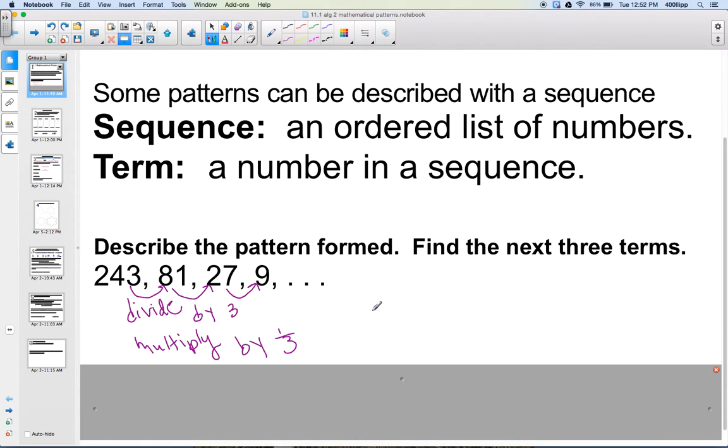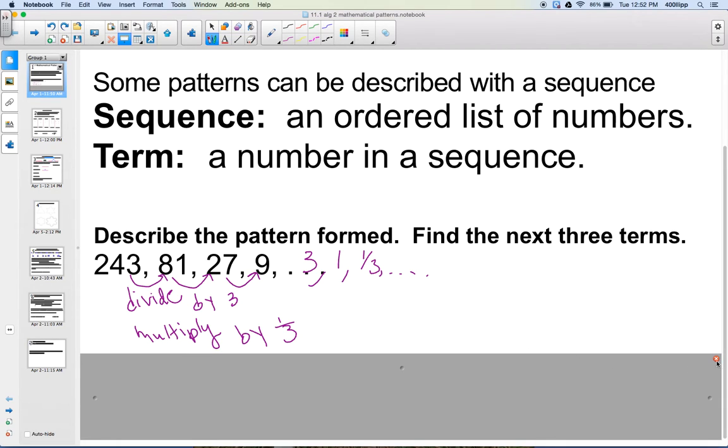Okay, so we need to find the next 3 terms. So we can continue here, dividing by 3 or multiplying by 1/3. 9 divided by 3 is 3. Divide that by 3 again. 3 over 3 is 1. Divide by 3 again. 1 over 3 is 1/3 or 0.3 repeating. And then it continues on. So as of now, this is called an infinite sequence because it keeps going on and on.